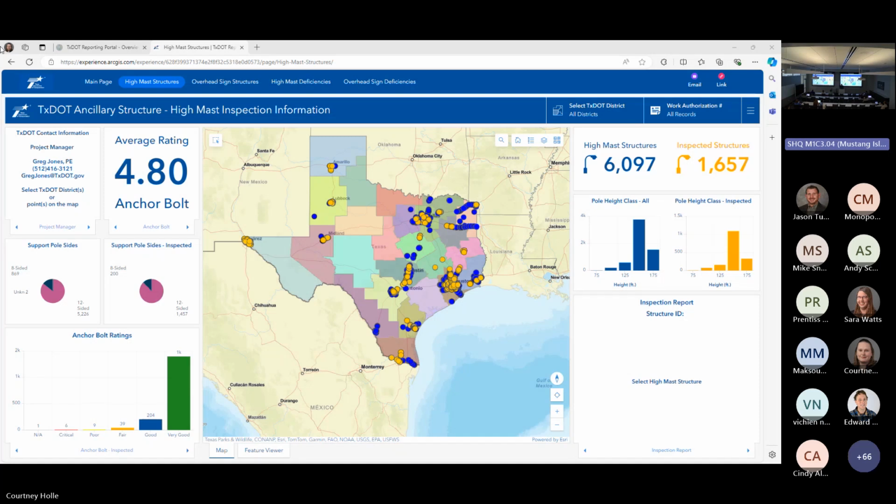In 2020, we started a contract with Michael Baker International to inventory traffic structures, inspect them, and develop a database. Before that time, I deal with lighting and high mast poles. We're putting in high mast poles all the time, but we don't know how many are out there. We don't know the condition of them. Some of them have been out there since the 70s.